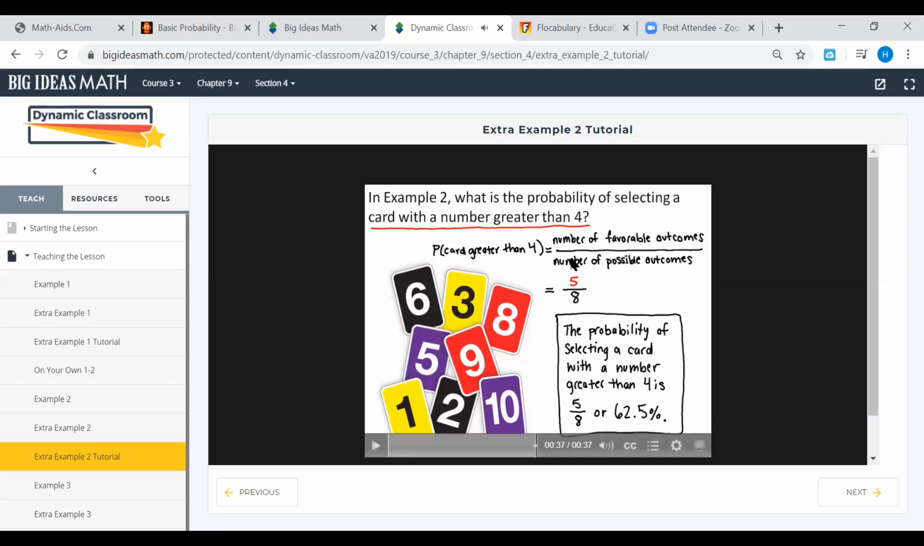All right, and I leave this up here too, just for our purposes, again, of how you would find probability: the number of favorable outcomes over the number of possible outcomes.